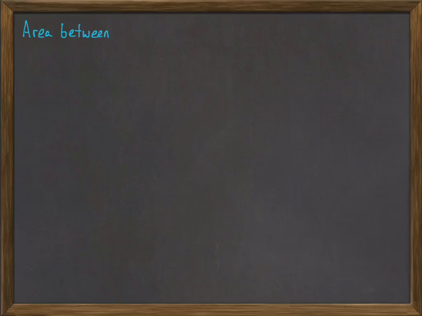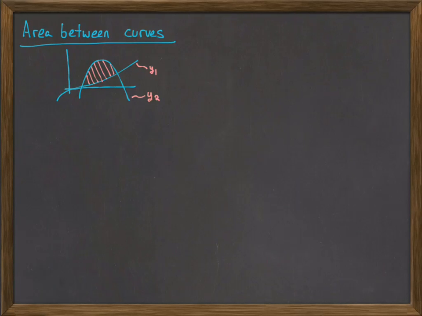Spent a little bit on area between curves. Let's say we want the area between these two curves. One is called y1, one is y2. You want that area. First of all, you need to find out where they cross, so you set y1 equal to y2 and find those points in terms of x. Let's just call those a and b. Then the area is the integral from a to b of the upper curve minus the lower curve.